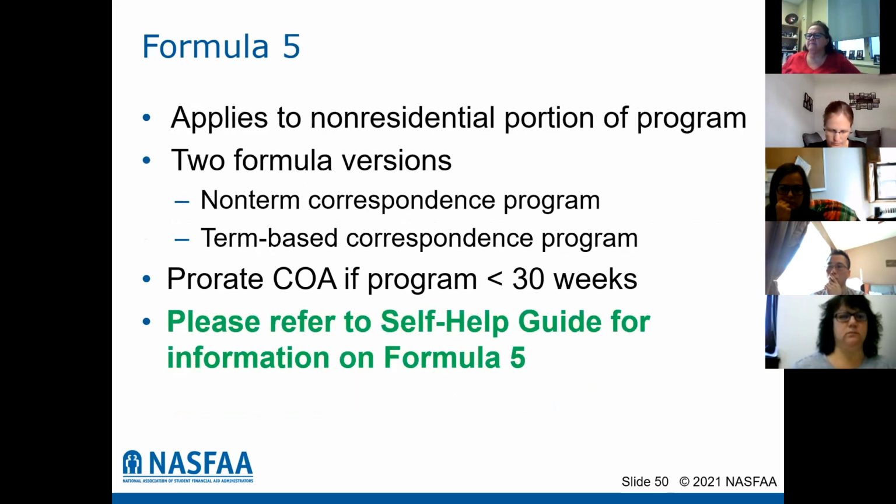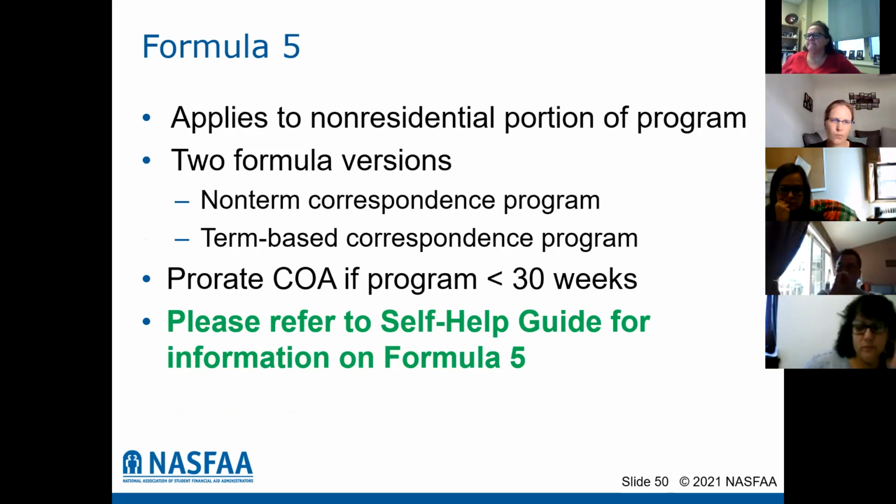All right, so now Formula 5. It applies to non-residential proration of program, 2 formula versions, non-term correspondence program and the term-based correspondence program. Again, you're going to prorate the cost of attendance. With the other ones outside of Formula 1, you're always seeing proration of cost of attendance all the way through. So you see that consistency just because there's more that goes into these and a lot more calculations than just your standard formula, which is a lot of times just Formula 1.